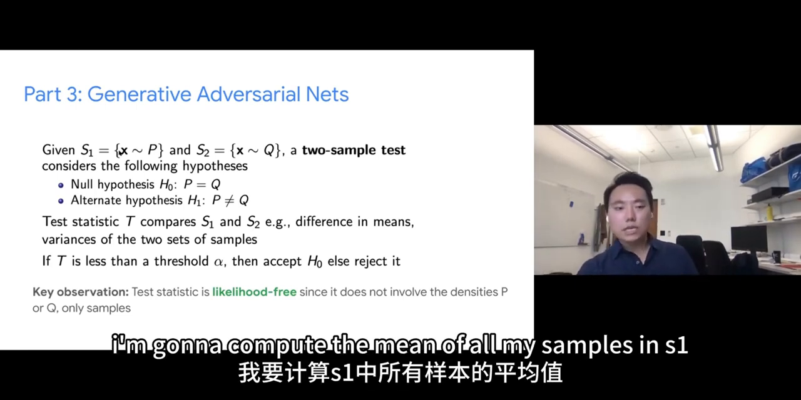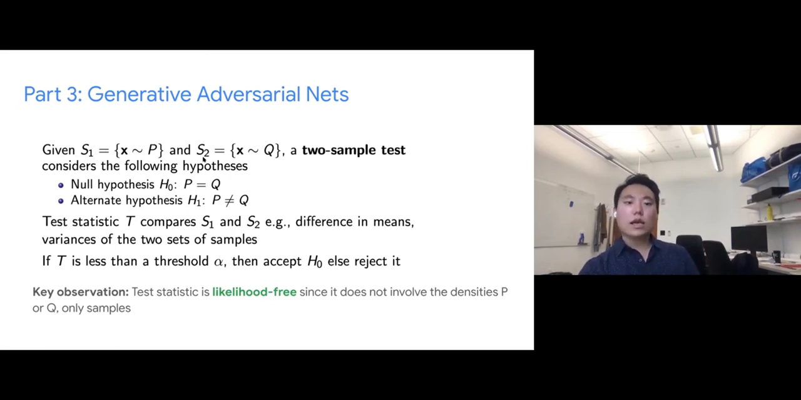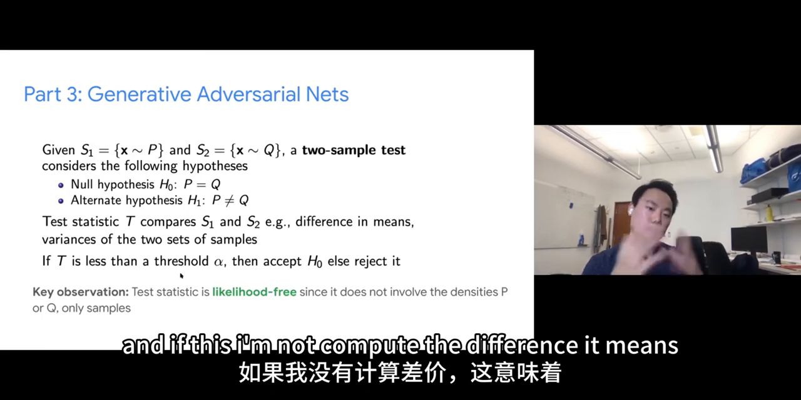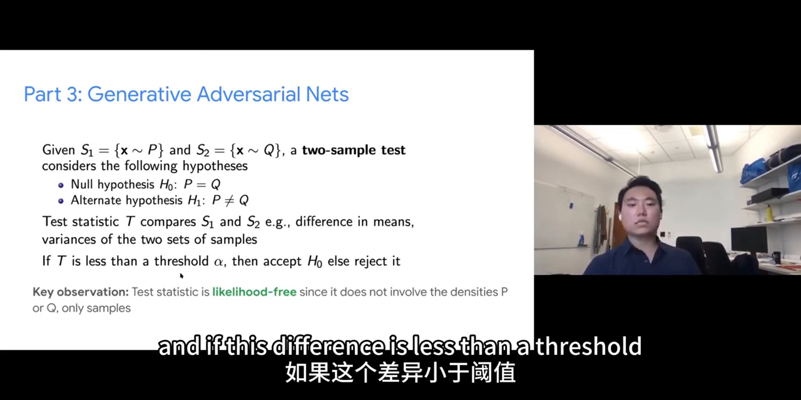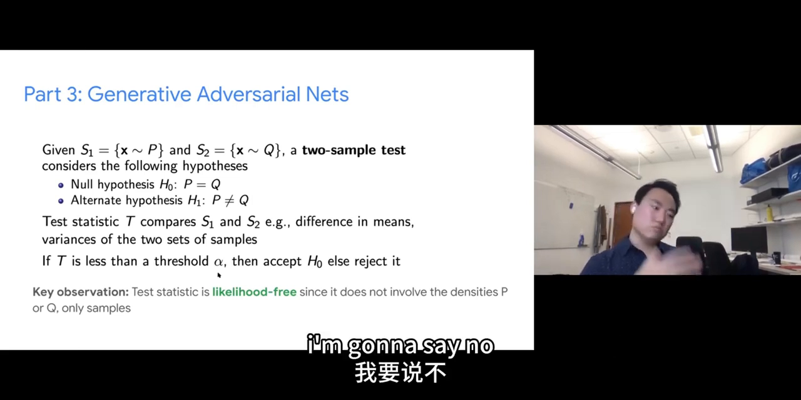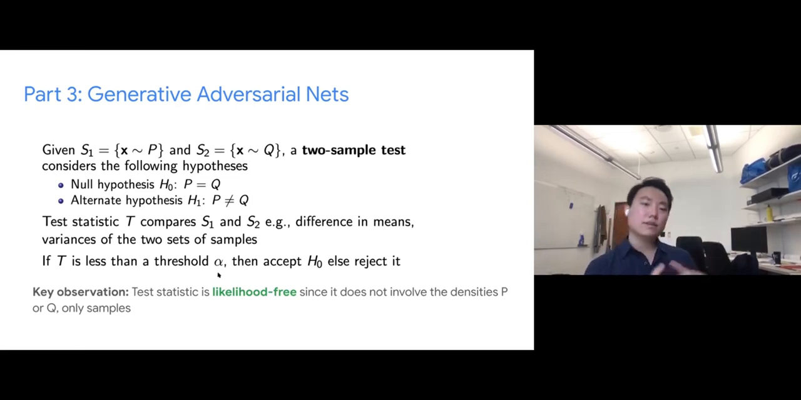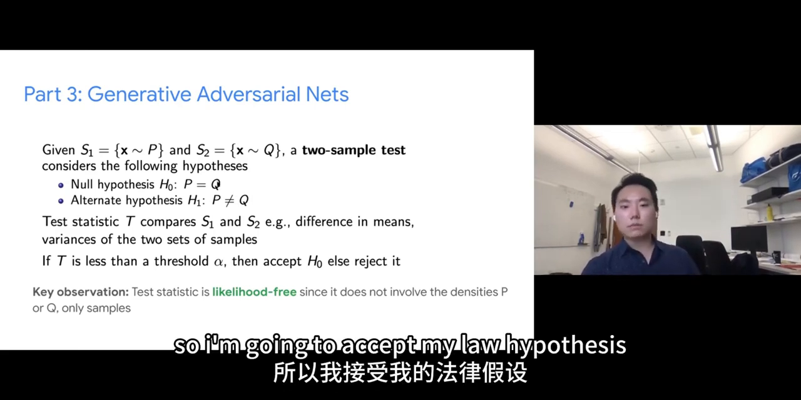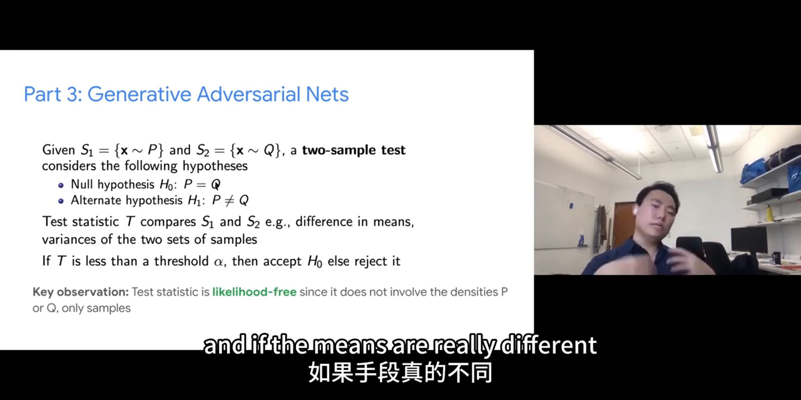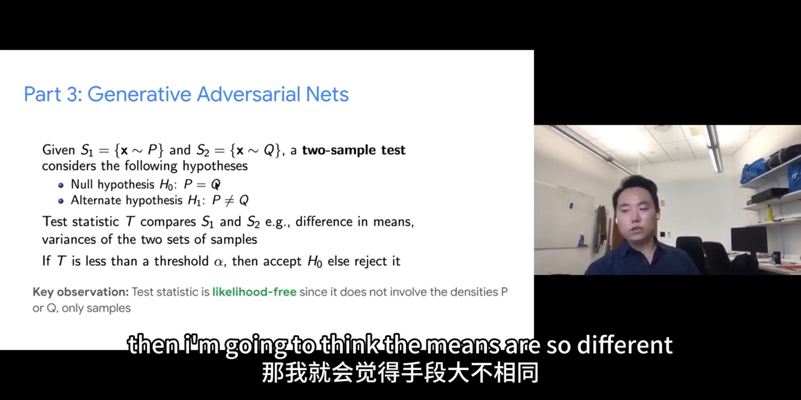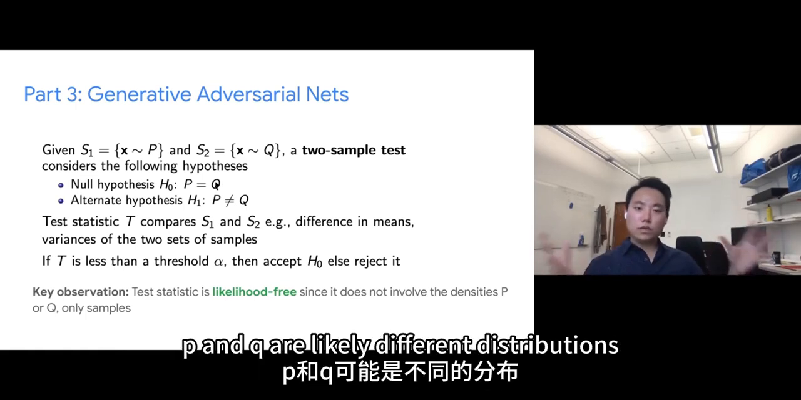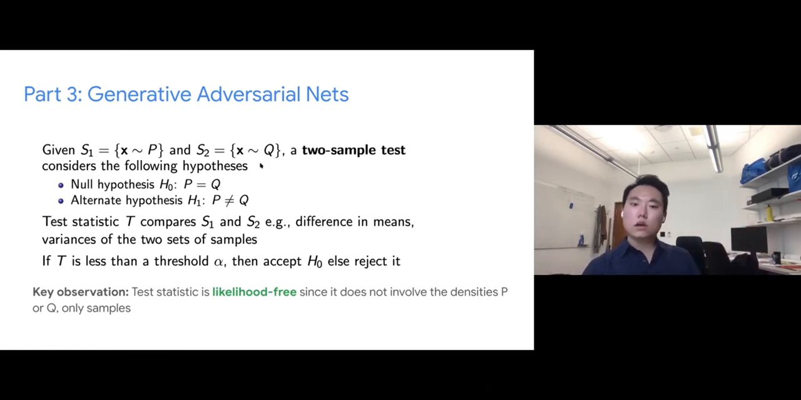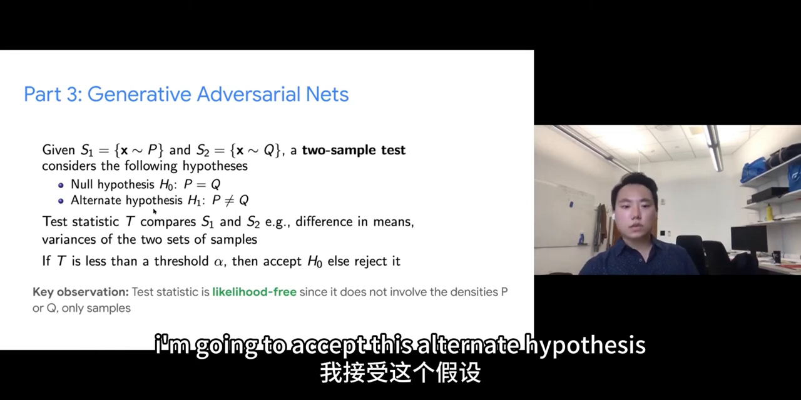I'm going to compute the mean of all my samples in S1. I'm going to compute the mean of all my samples in S2. And I'm going to compute the difference in means. If this difference is less than a threshold, I'm going to say, no, the means look pretty much the same. I'm going to guess that P and Q are the same distribution, so I'm going to accept my null hypothesis. And if the means are really different, then I'm going to think, no, the means are so different, P and Q are likely different distributions. So I'm going to accept the alternate hypothesis.